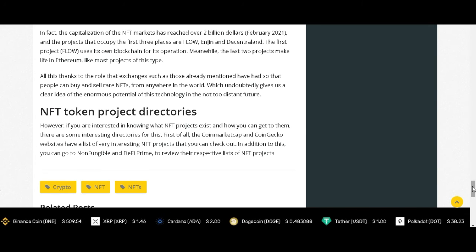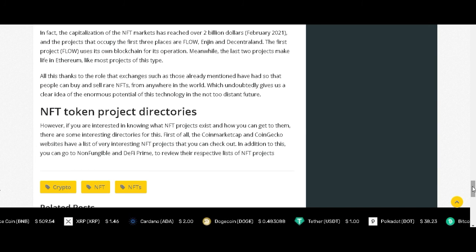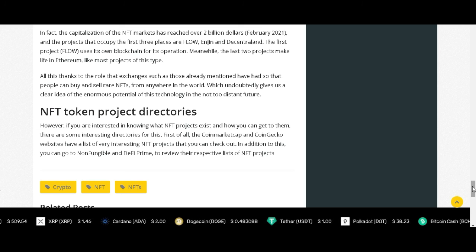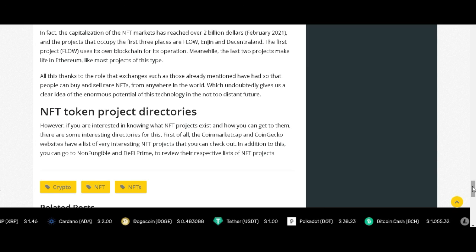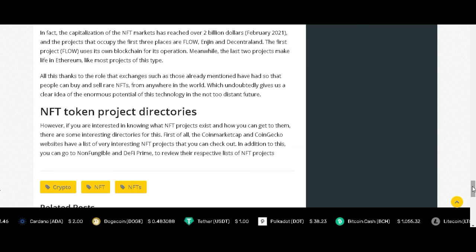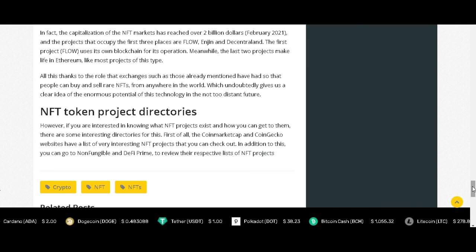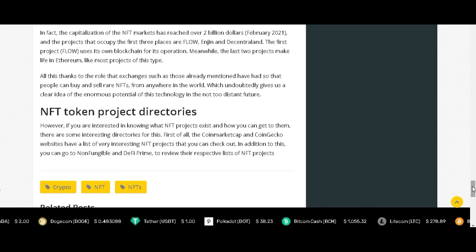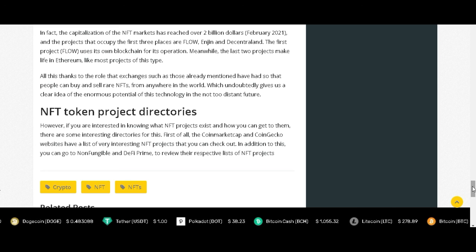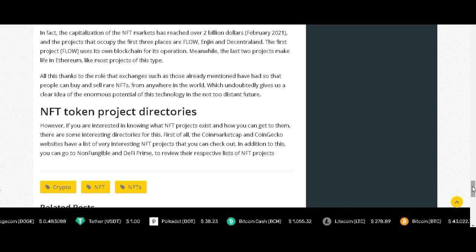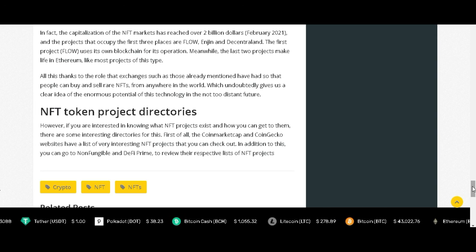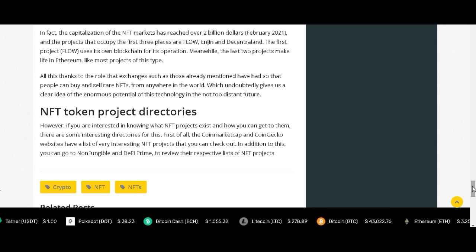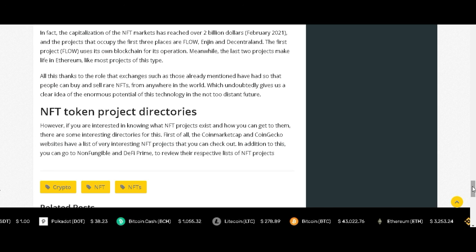NFT token project directories. However, if you are interested in knowing what NFT projects exist, and how you can get to them, there are some interesting directories for this. First of all, the CoinMarketCap and CoinGecko websites have a list of very interesting NFT projects that you can check out. In addition to this, you can go to Non-Fungible and DeFi Prime to review their respective lists of NFT projects.